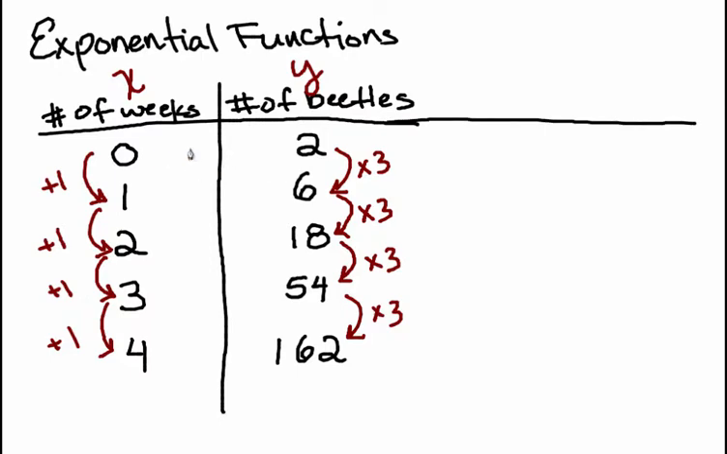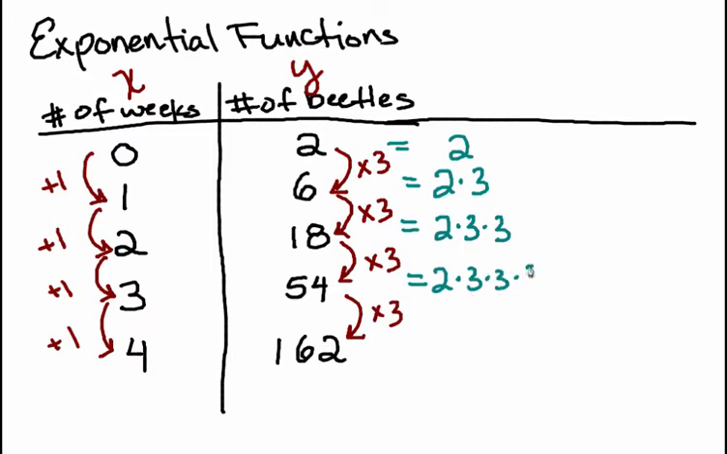So before the experiment started, there were 2 beetles. After that, there were 6, which we can think of as 2 times 3. On the second week, we had 2 times 3 times 3, right? 3 times the previous week. On the third week, there were 3 times as many. So 2 times 3 times 3 times 3. And on the fourth week, there were 3 times the week before. So 2 times 3 times 3 times 3 times 3.